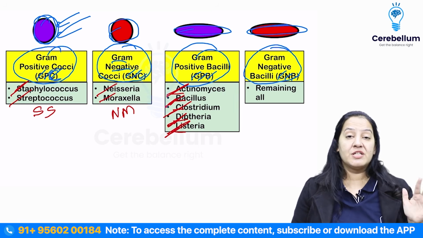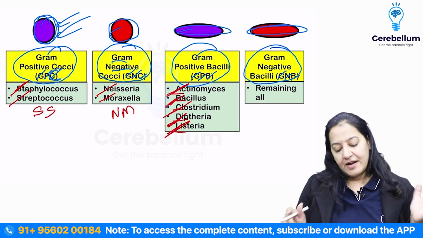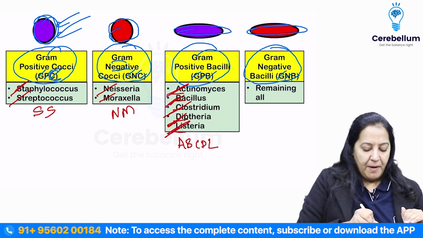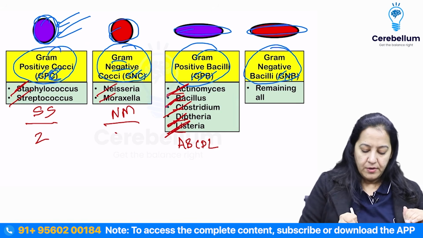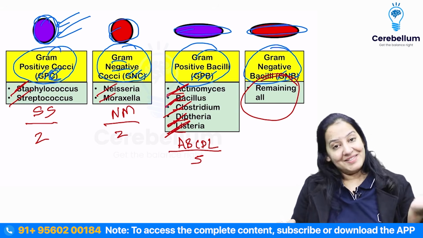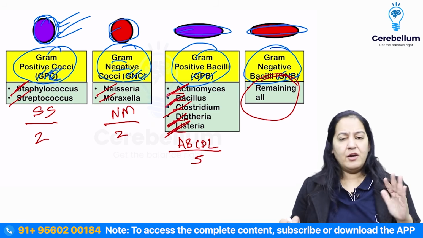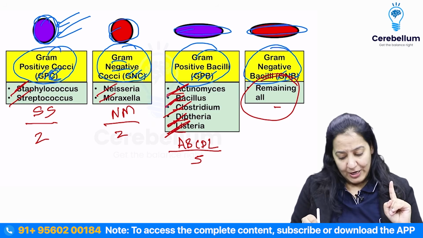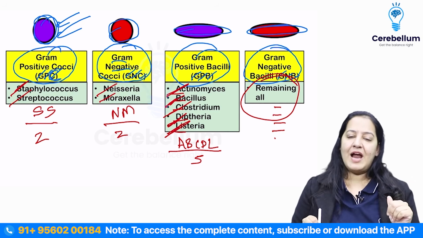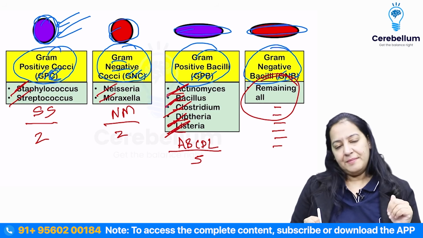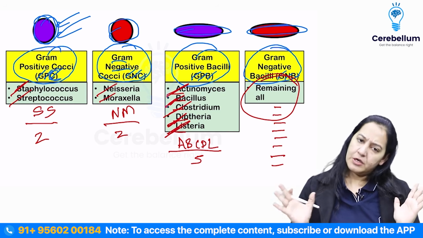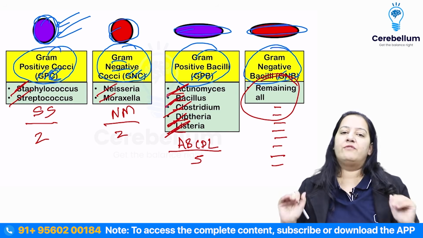These are gram-positive rods, gram-positive bacilli. Apart from these 2 and these 5, remaining all bacteria fall under the 4th category, that is gram-negative bacilli. Now don't learn the list here. It can be E. coli, Salmonella, Shigella, Vibrio, Klebsiella, Proteus. It can be Rickettsia, spirochetes. It can be any other bacteria. So all other bacteria except these fall in the 4th category.